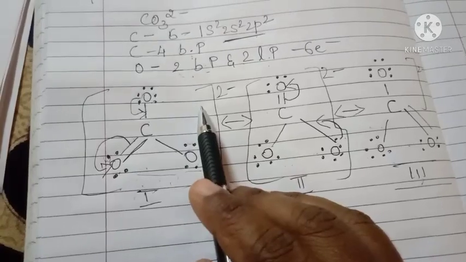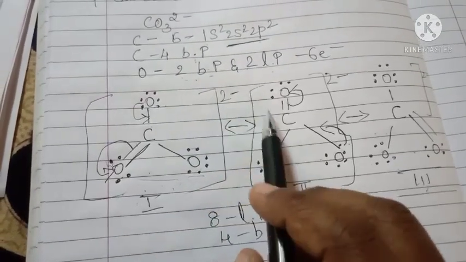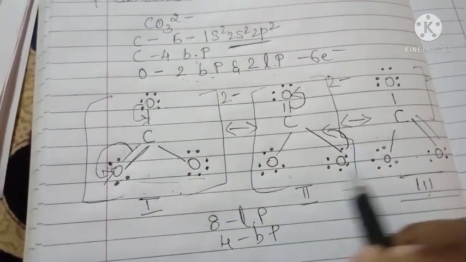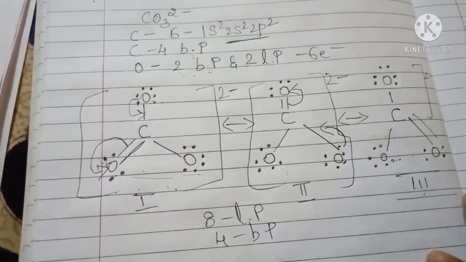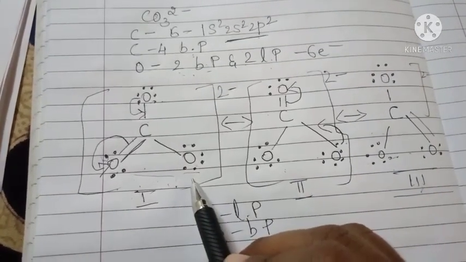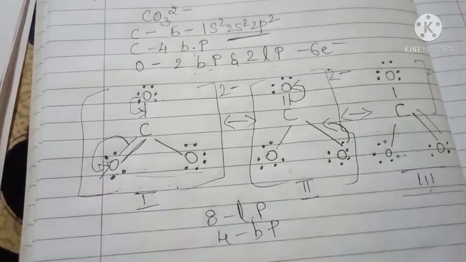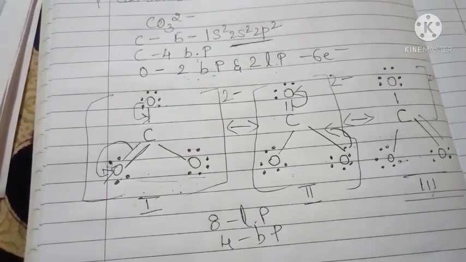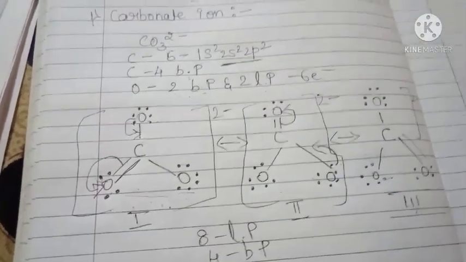Okay, this is all about the carbonate ion. With this resonating structure increasing, the molecule should be more stable. Okay, next we will move on to the second one.